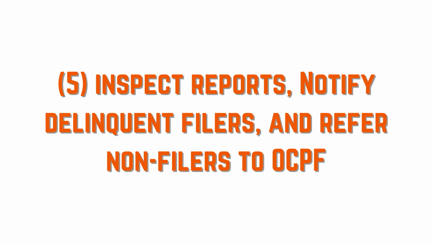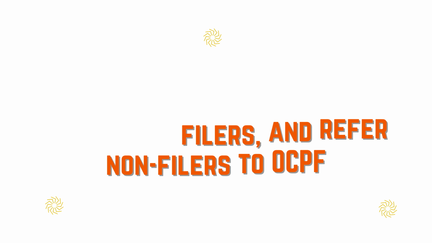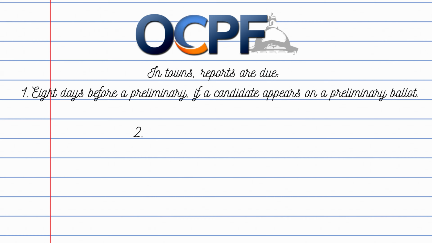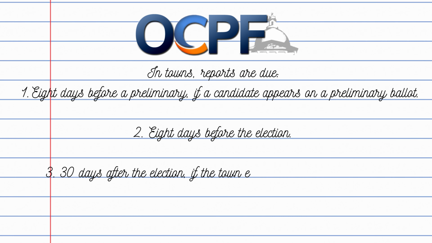Inspect reports, notify delinquent filers, and refer non-filers to OCPF. In towns, reports are due 8 days before a preliminary if a candidate appears on a preliminary ballot, 8 days before the election, and 30 days after the election if the town election is not in November.